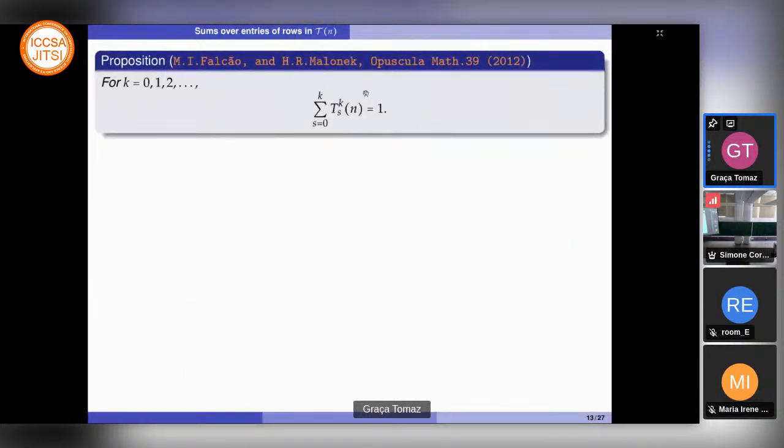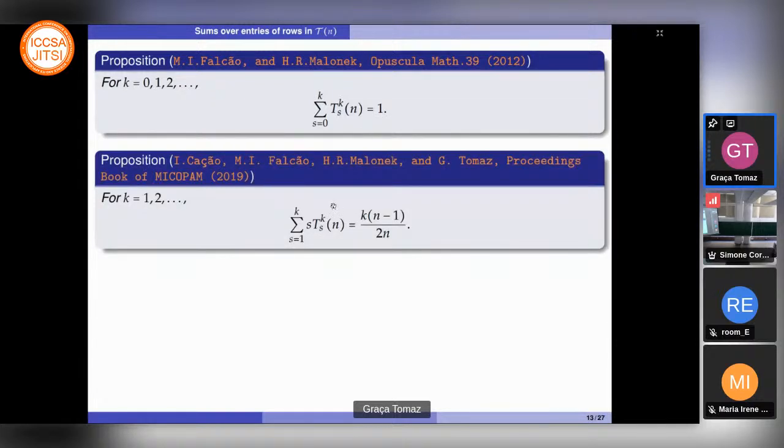Now we present sums over entries of rows in the triangle Tn. Some of them are related to the well-known binomial sums. One of them is this one, the partition of the unit, that is the sum of all entries of each row of the triangle is equal to 1. Another result is that the sum of these products is this value, which depends on the dimension n.